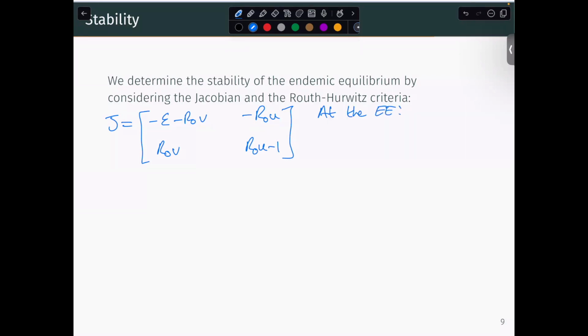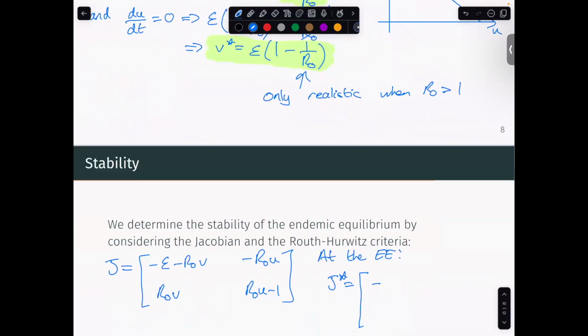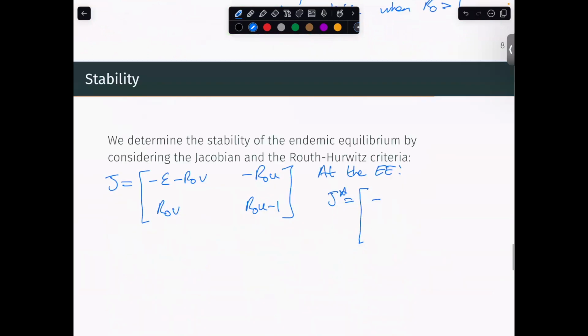If we substitute in the values that we found from the previous slide, our V is going to be equal to, let's see, epsilon times 1 minus 1 over R naught. If you substitute this in to the equation here, you're going to end up with minus epsilon R naught, minus 1, and epsilon R naught minus 1, and 0.